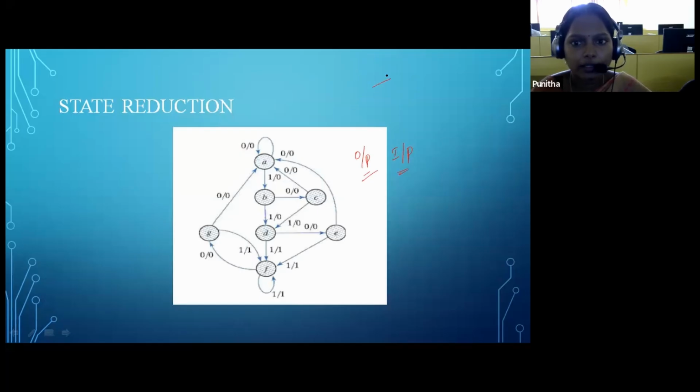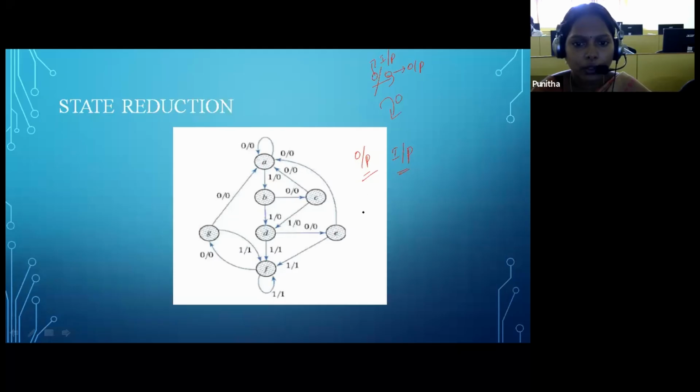In this link, two types of transition are available. In this link, we have to check whether any other value is present. If a value is present before the slash, that is considered as input. After the slash, if any value is present, that will be considered as output. Likewise, we have to check all the transition links.